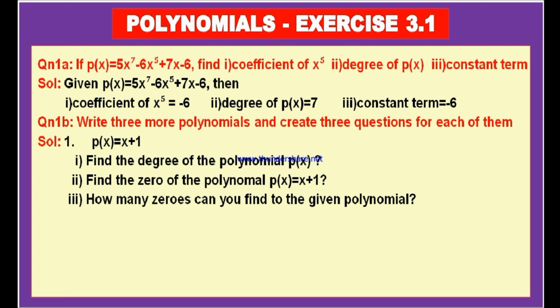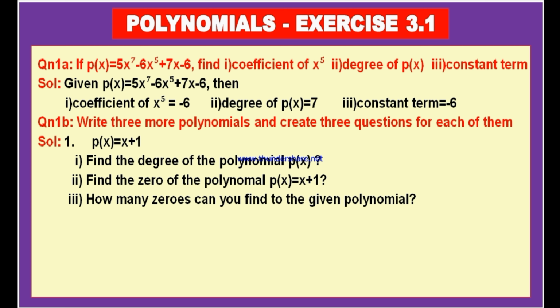We have to frame the questions only. We need not solve them. We need not find answers for those questions. He asked to frame 3 questions for each polynomial. Here we took the first polynomial as p of x is equal to x plus 1. Then we framed the first question, find the degree of the polynomial p of x, the second question, find the 0 of the polynomial, and the third question, how many zeros can you find for the given polynomial.